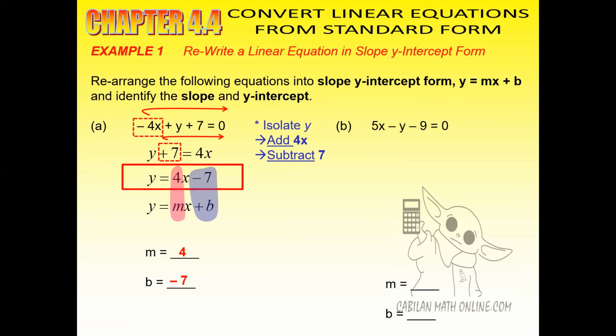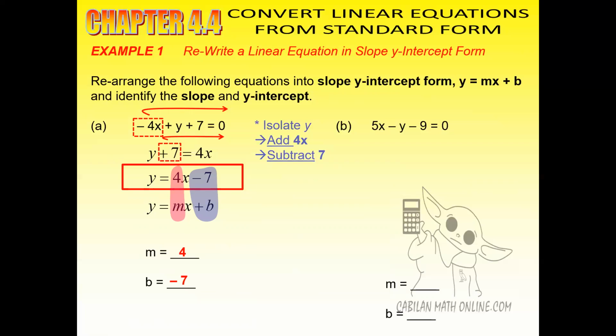Now, I want you to pay very close attention to the next example here, because you notice that what we have here is 5x minus y minus 9 is equal to 0. Now, you're going to see we're going to follow the exact same steps. We're going to move the letter first and then the number. But this one has a slight twist to it.